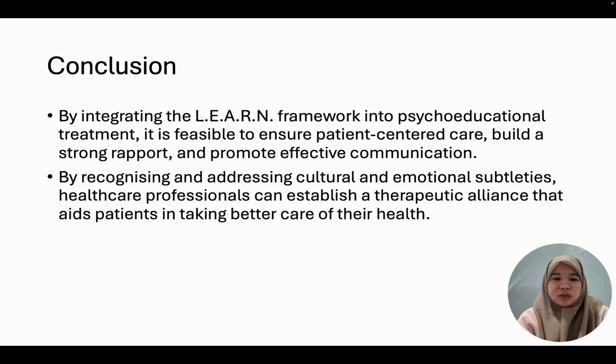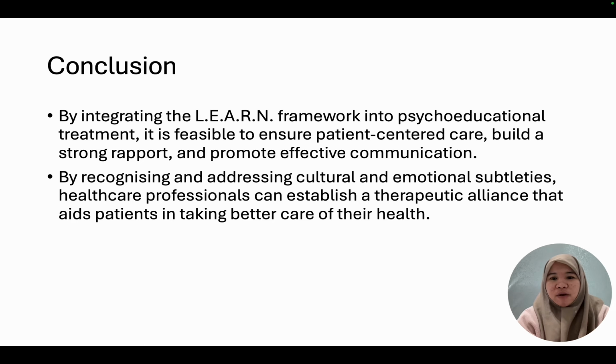As a conclusion, by integrating the LEARN framework into psychoeducational treatment, it is feasible to ensure patient-centered care, build a strong rapport, and promote effective communication. By recognizing and addressing cultural and emotional needs, healthcare professionals can establish a therapeutic alliance that aids patients in taking better care of their health.